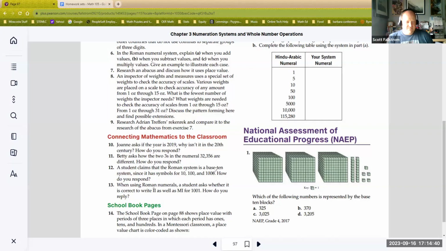Student claims Roman system is base 10 because it has symbols for 1, 10, 100, 1,000. Yeah, you might have to think about that one. Is it base 10? What makes a system a base system, like base 2 or base 3 or base 5? Is a system a base 5 system because it has symbols for 5 and 25 and so forth? Is that what makes it a base system? Or are there other pieces that we've already talked about?